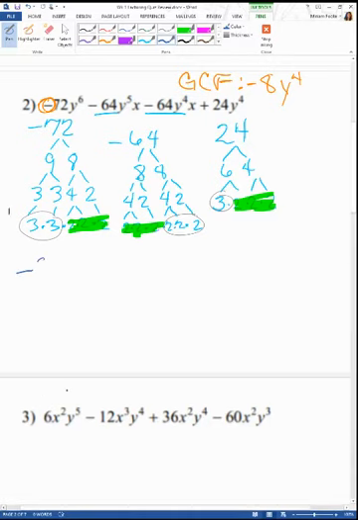So remember that format I told you. The greatest common factor goes on the outside. What's left over goes on the inside. So what's left over, you can do it two ways. What I circled in the factoring tree, that's what's left over. 3 times 3 is 9.